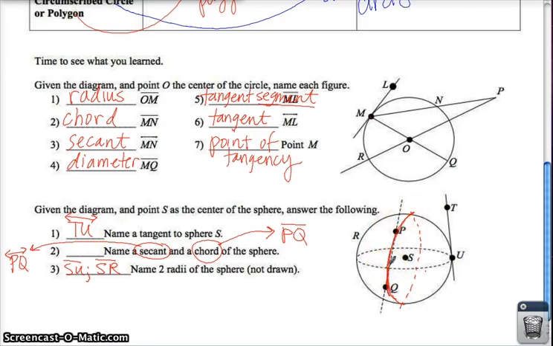And name two radii, well here is a radius US, and then if R was on the outside edge, then RS could also be a radius. So could SP if P was on the outside edge, or SQ. So there are multiple ones.